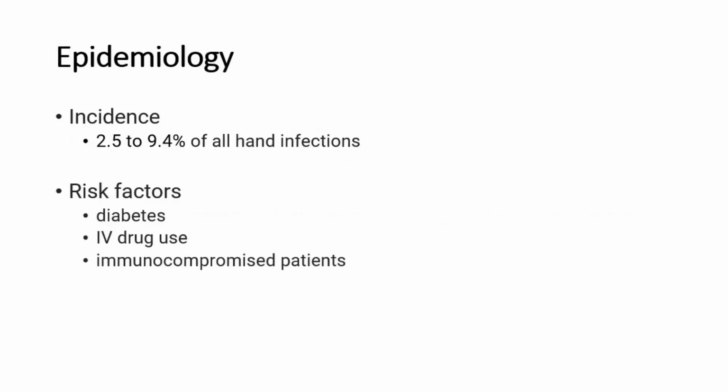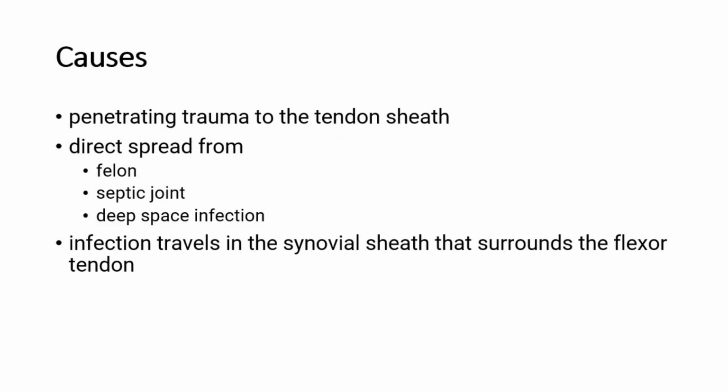For its incidence, it occurs in 2.5 to 9.4% of all hand infections. Risk factors are diabetes, IV drug use, and immunocompromised patients. The causes are penetrating trauma to the tendon sheath, direct spread from nearby areas, or infection travels in the synovial sheath that surrounds the flexor tendon.